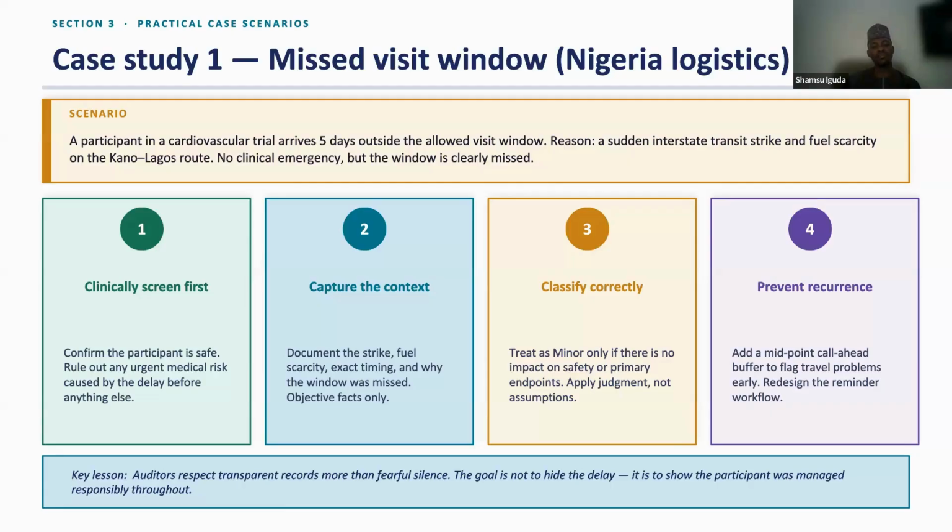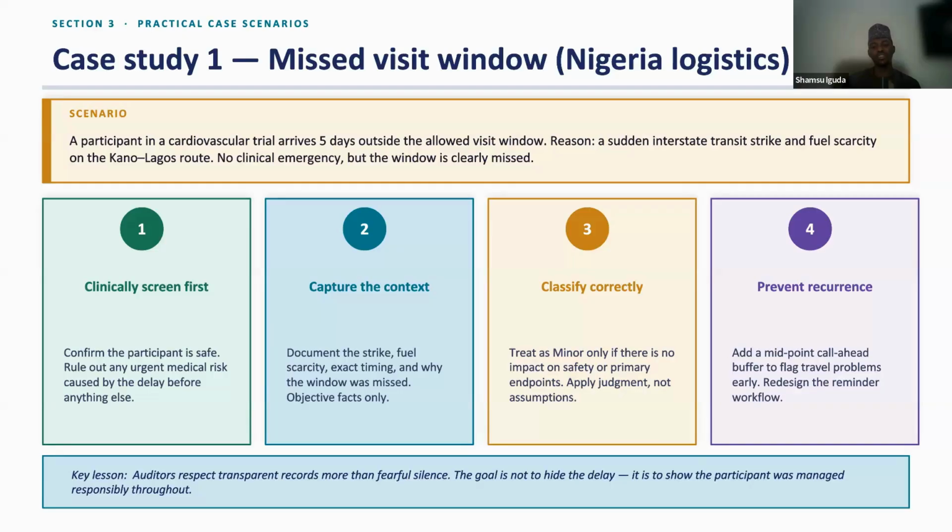Let me also walk through four response steps. This is exactly the scenario where teams either handle things transparently and professionally, because a lot of times when people hear about protocol deviation, they get anxious and try to hide something. And protocol deviation management requires transparency.